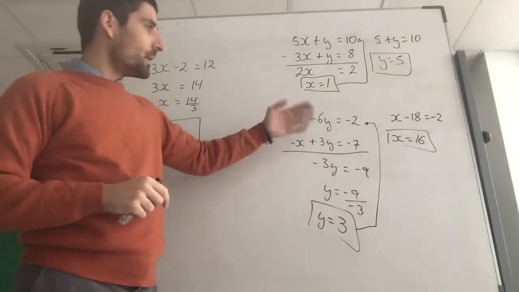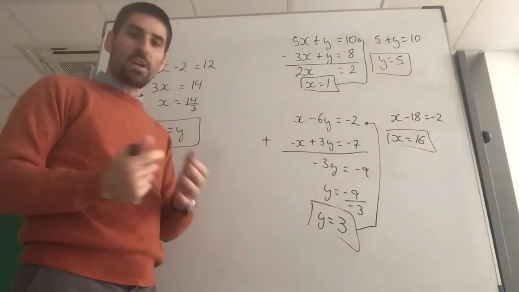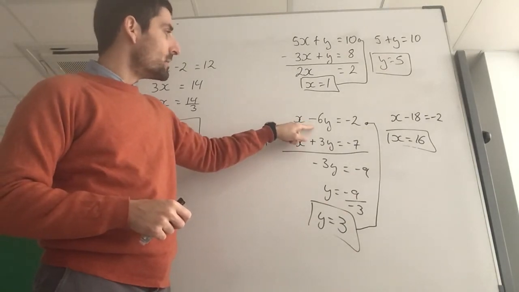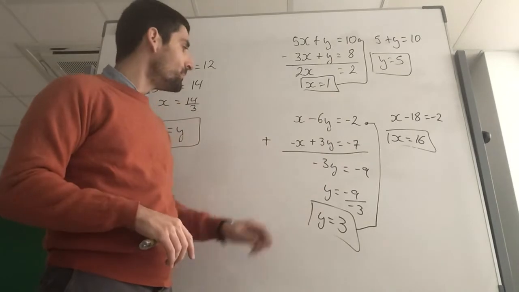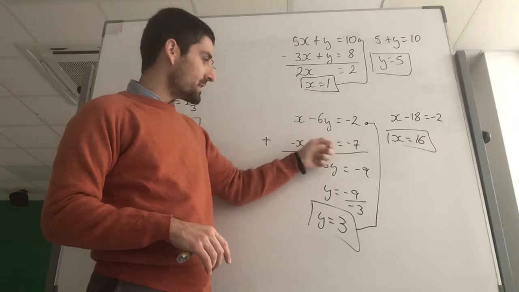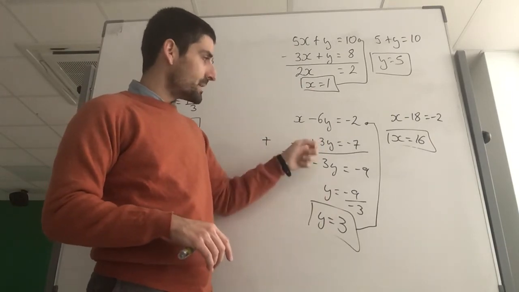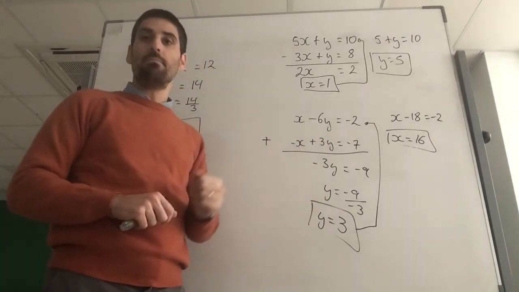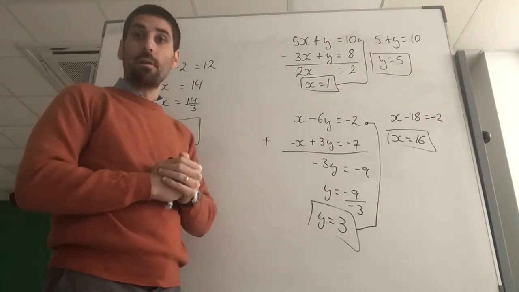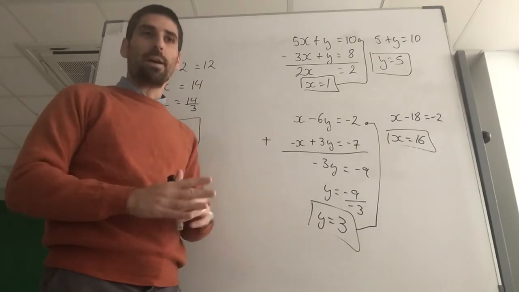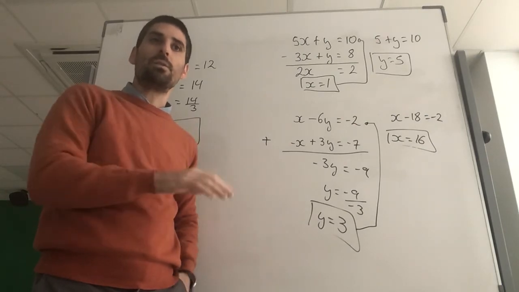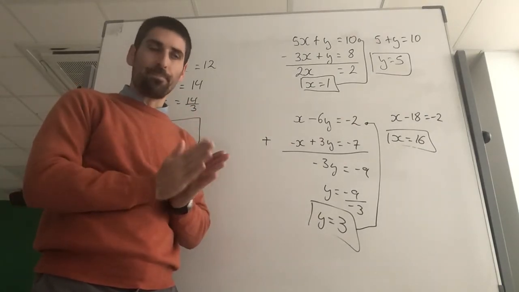Substitute the 2 values in there to check that the answers work. So 16 minus 18 is minus 2. Minus x, so minus 16 plus 3y, minus 16 plus 9 is minus 7. Is that right? Yes. So I finish. Those are my answers. That is solving simultaneous equations by elimination at the most basic.